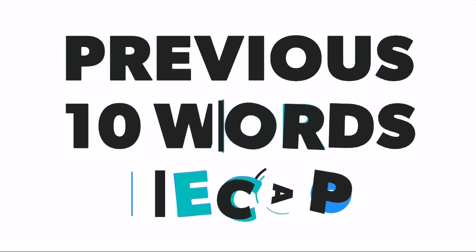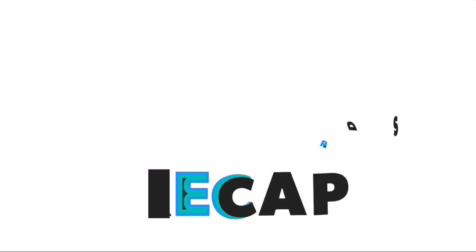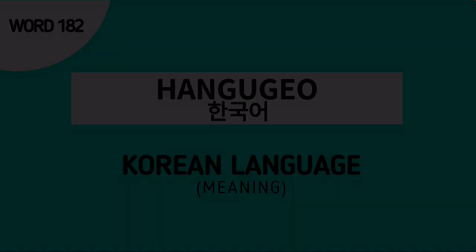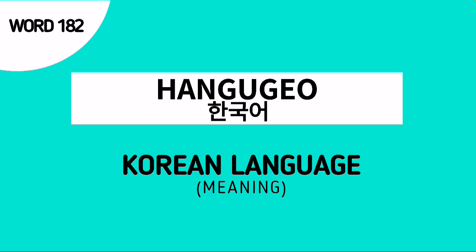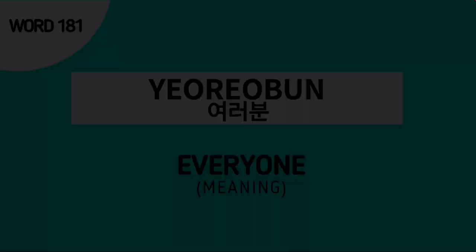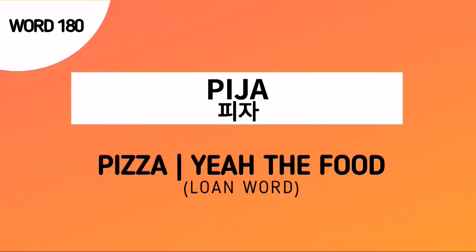Now let's proceed to the previous 10 words recap. As of now, the previous 10 words are words number 172 to 181. But don't forget our word for today, word number 182, 한국어, which pertains to the Korean language itself. Word number 181 is 여러분, which means everyone. Word number 180 is pizza, and this pertains to the common food, which is pizza.